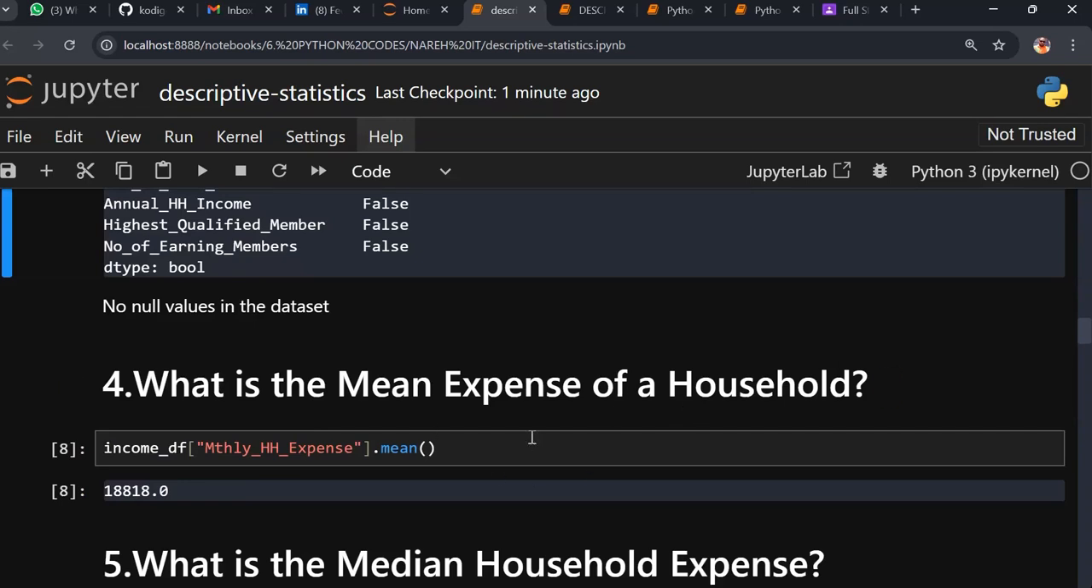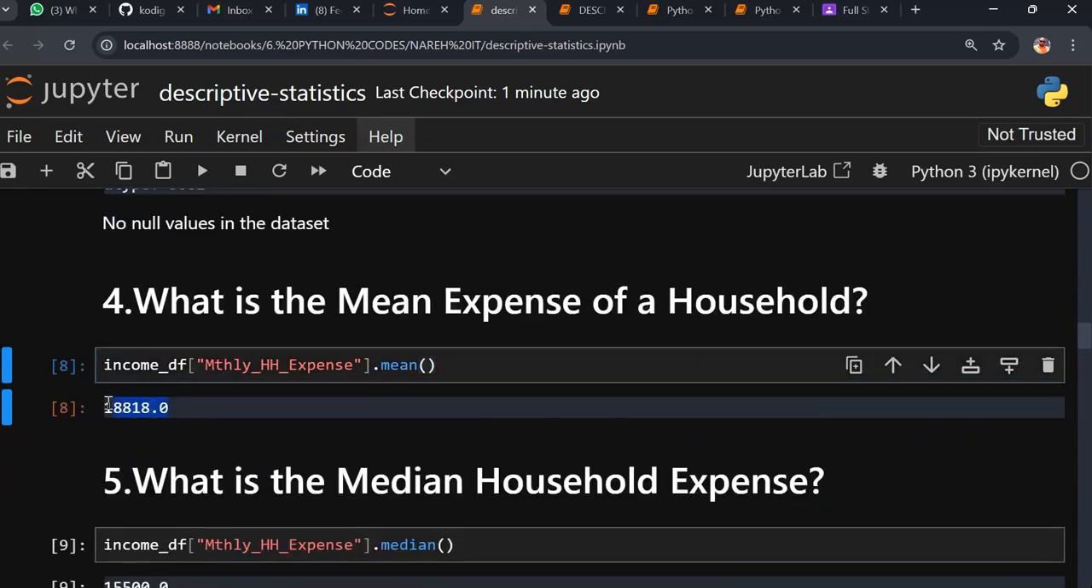Do you know this, guys? Have you done analysis? Check which function? Mean function, isn't it? Monthly house expenses dot mean. The data set has a mean expenses of 18,818 bucks. Do you understand or not?